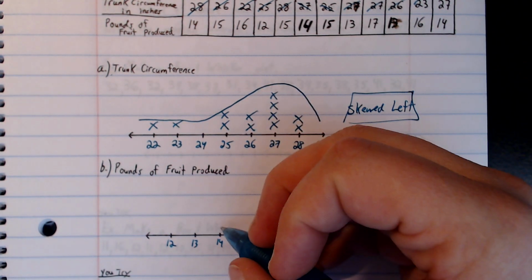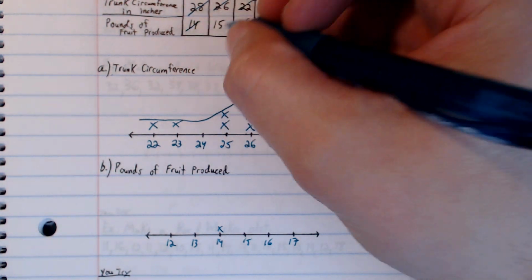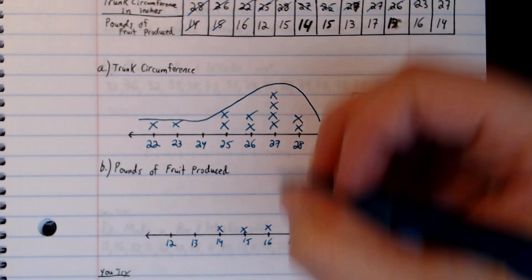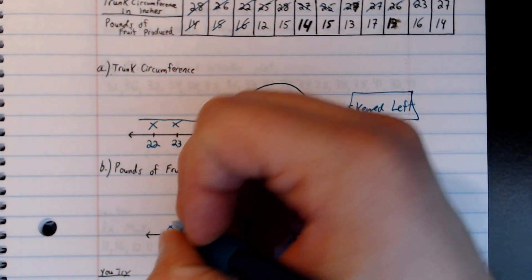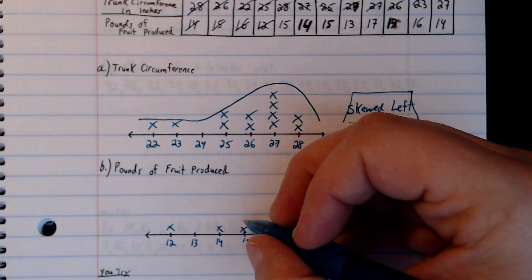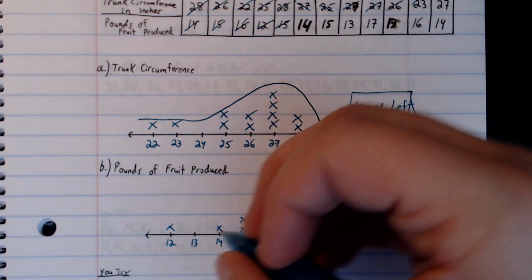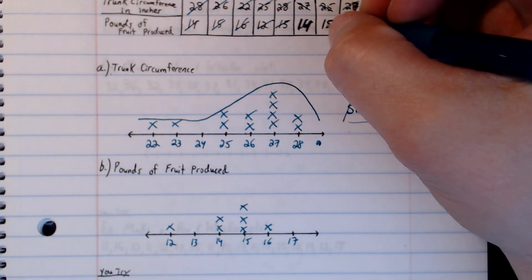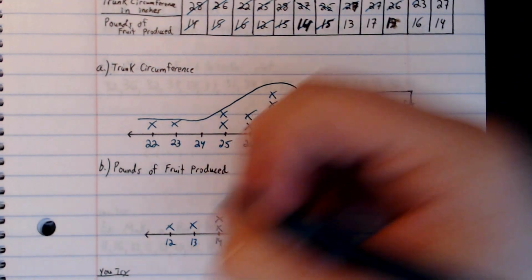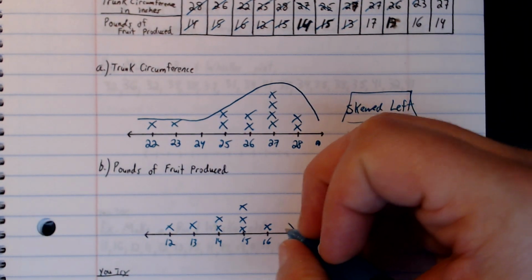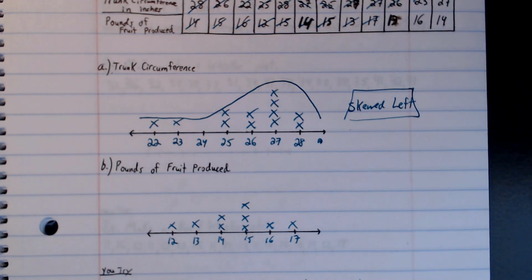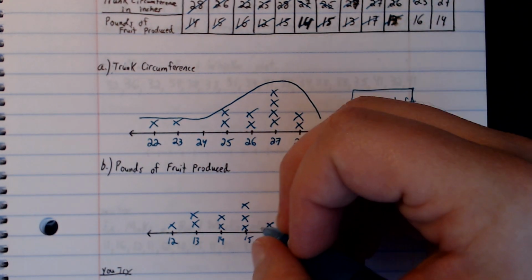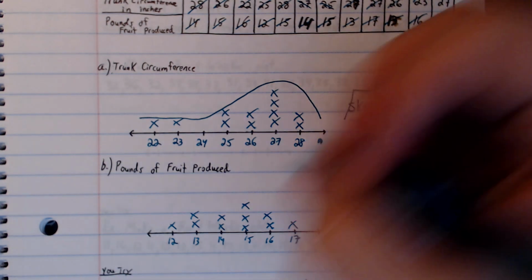So 14, 15, 16, 12, 15, 14, 15, 13, 17, it's 13, 16, 14.